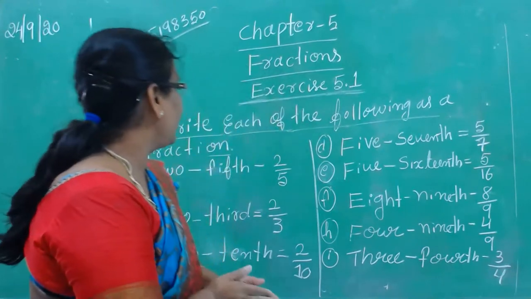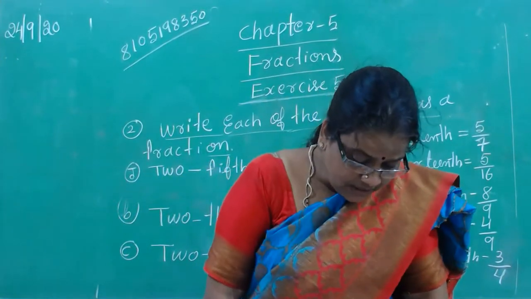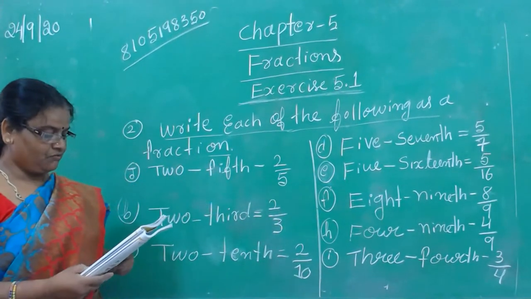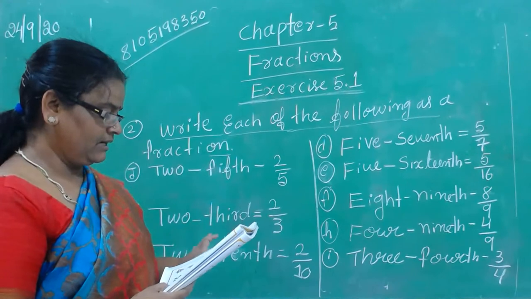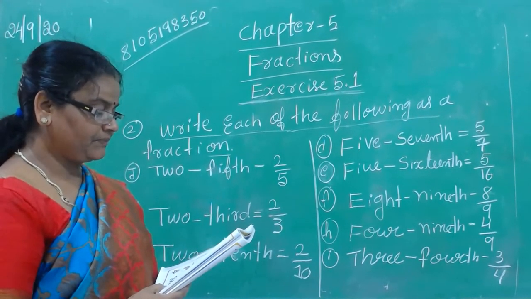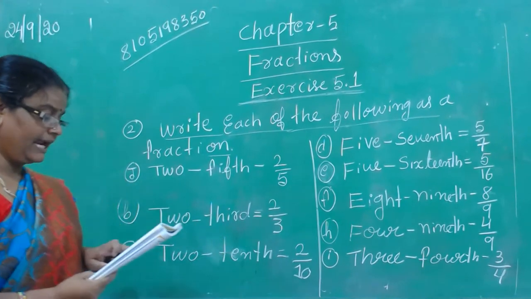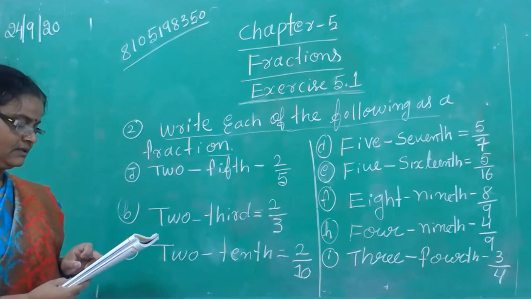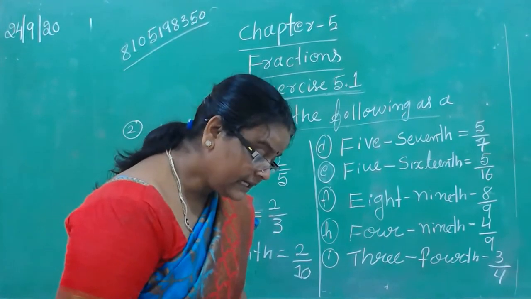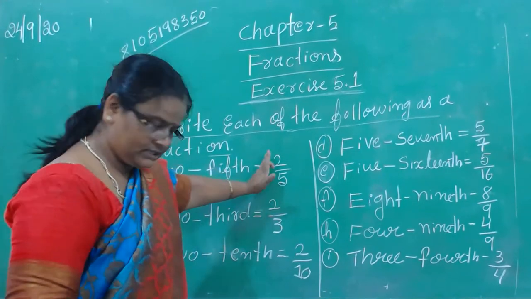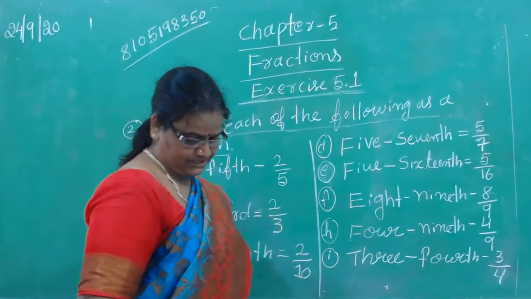These are bit number 3: write each of the following as a fraction. So first one, half. Second one, 2/3. Third one, 2/10. Fourth one, 5/7. Fifth one, 5/16. Sixth one, 5/11. Seventh one, 8/9. Eighth one, 4/9. Ninth one, 3/4. Last one, 2/5. It is given like this. We wrote this as a numerical fraction. This is in words, and this is the numerical fraction.